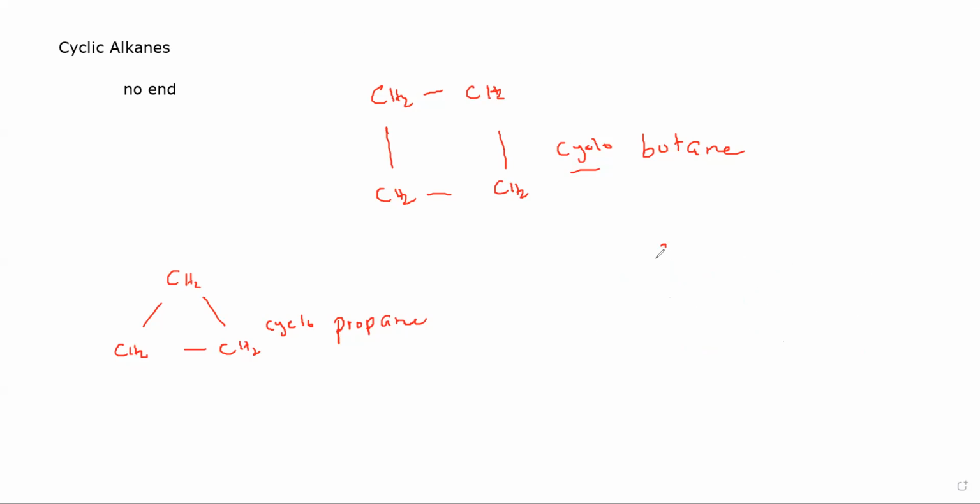Another structure, CH2, CH2, CH2, CH2, CH2, CH2, CH2. What is the name of this compound? Give the full name of this compound. Yes, that's right, cyclohexane. Why is it cyclo? Because it's cyclic. Hex because they have 6 carbon atoms, and ane because they have a single bond.